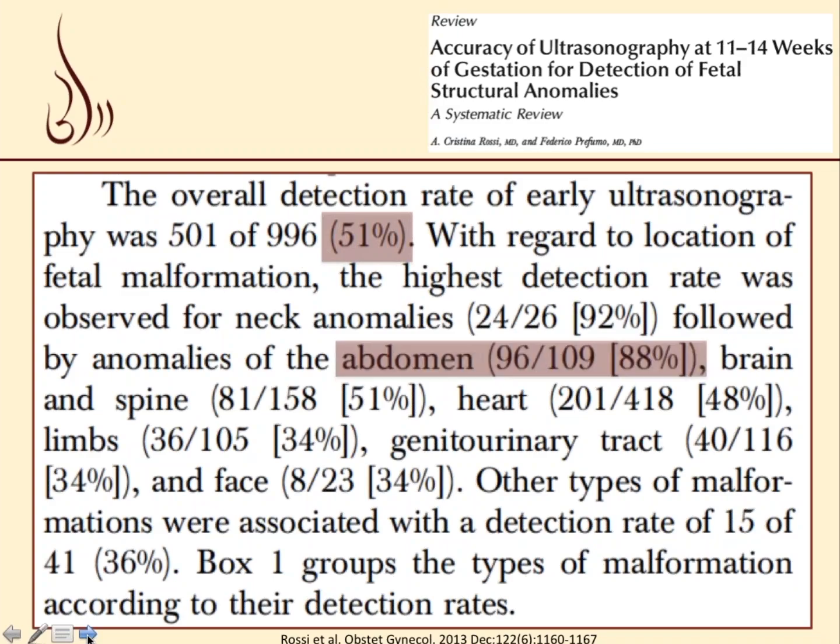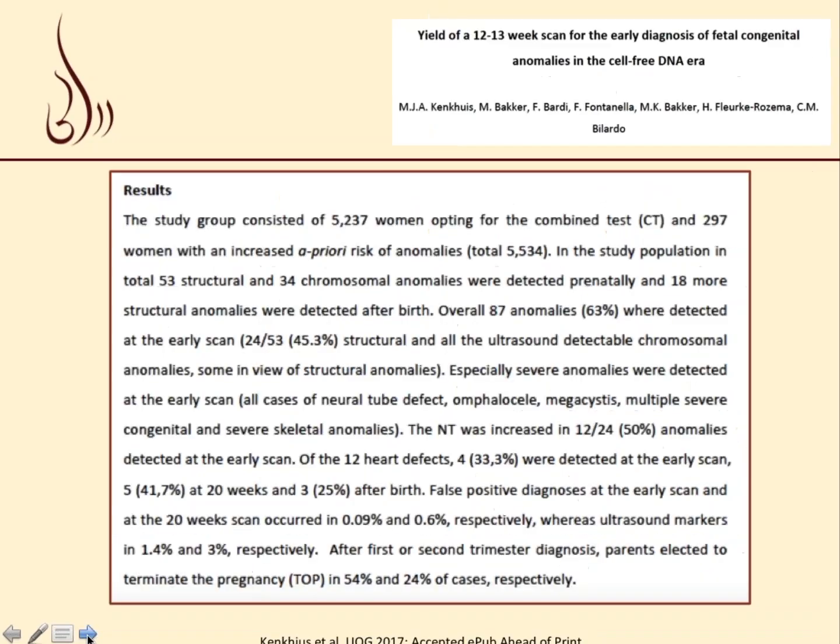For instance, for abdominal wall defects, the detection rates are as high as 88%. For the brain and spine, 51%. And for the fetal face in that study, it was 34%.